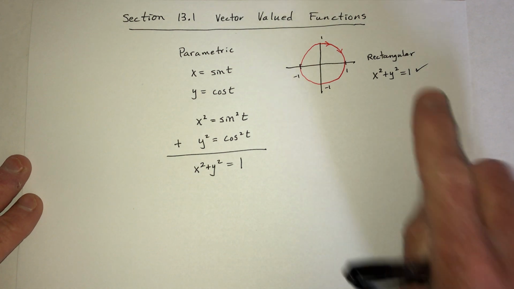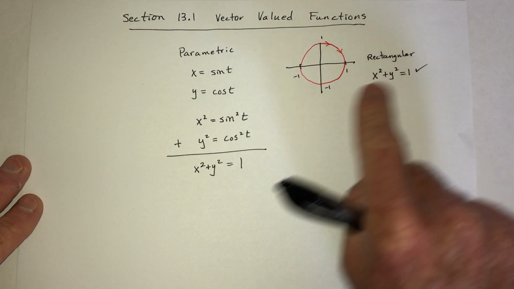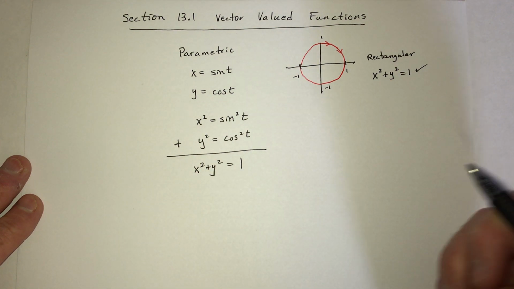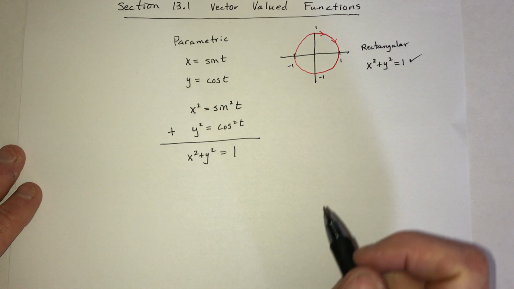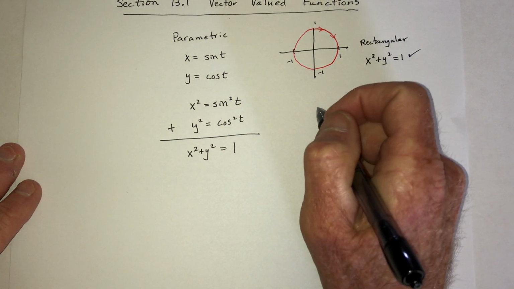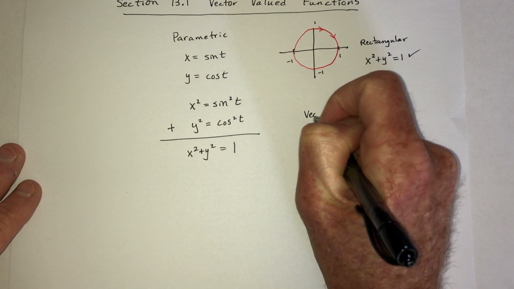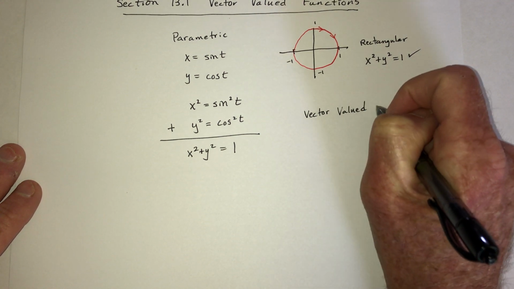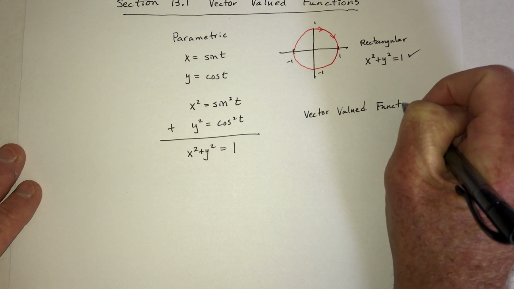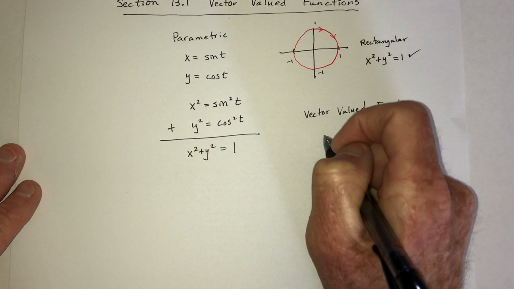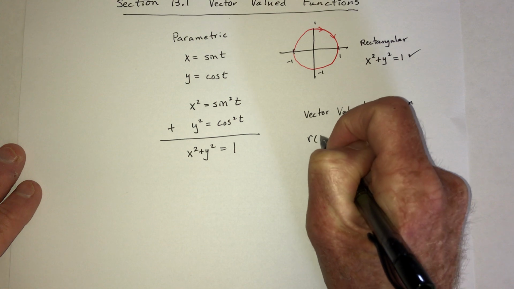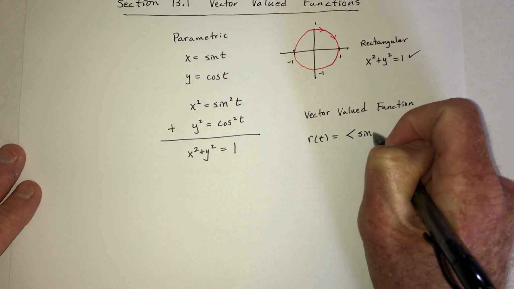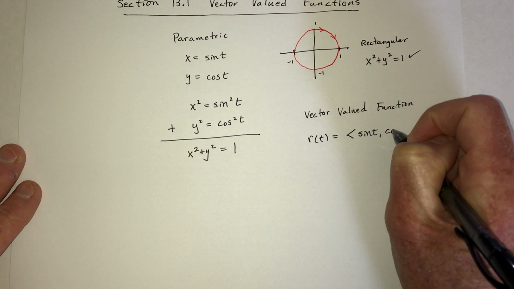The directions on the homework might not say rectangular coordinates. It might give you something like this. So you could also have it as a vector valued function. It's the same function, the same graph, but the vector valued function will look like this: r is a function of t equals this vector. The first component will be sine of t. The second one will be cosine of t.